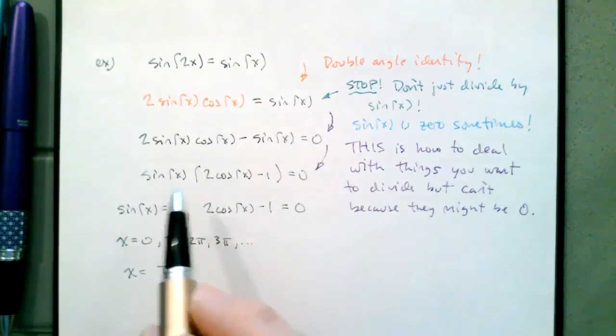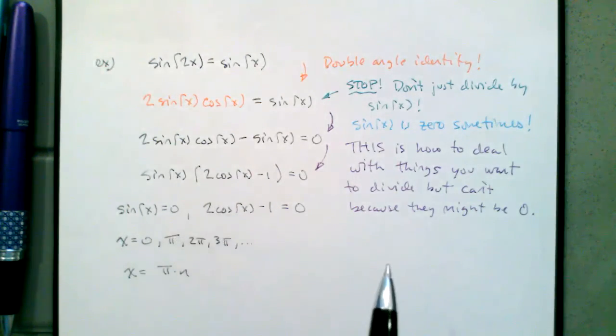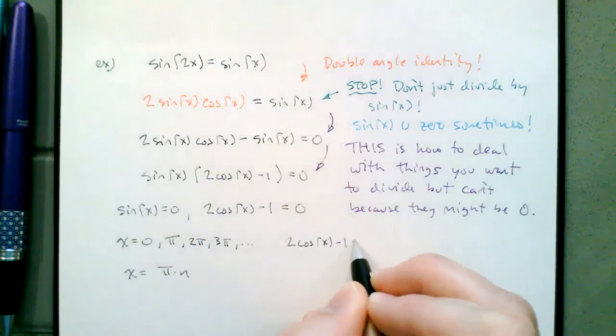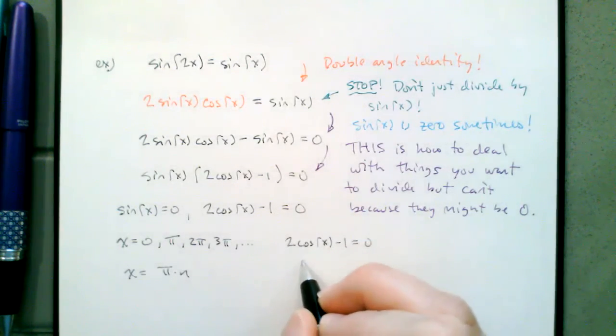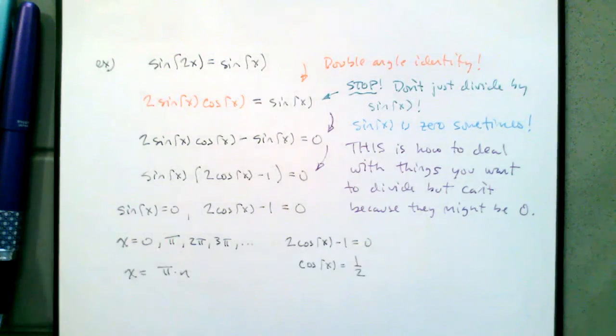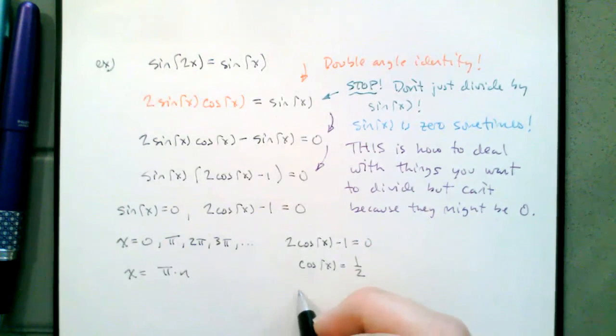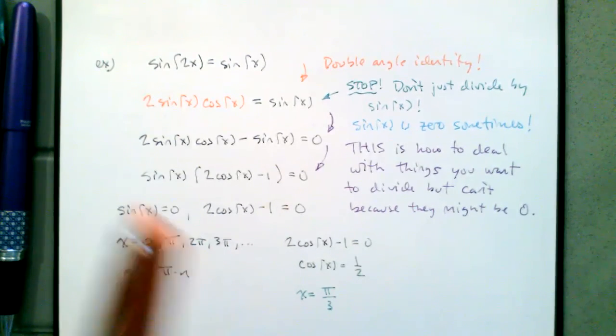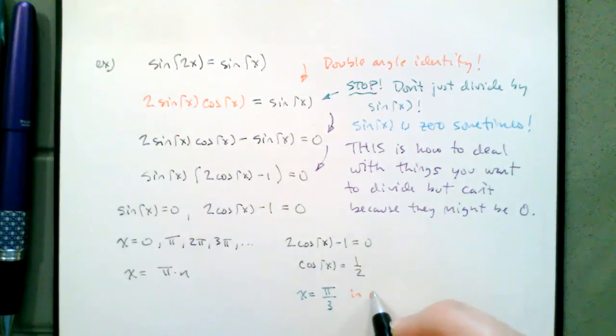For the other half of the equation, once we use the 0 property to split the equation into 2 equations, I have 2 cosine x minus 1 equals 0. So cosine x is equal to a half. Now we need a reference angle. Cosine of 60 degrees is a half, so it's pi over 3. And we need to put that in the quadrants where cosine is positive. So that's in quadrant 1 and quadrant 4.